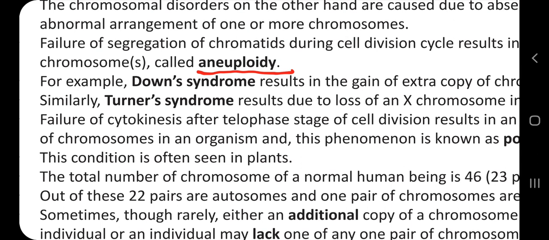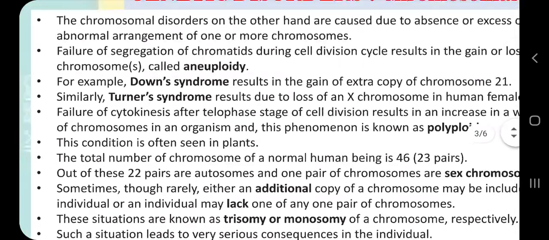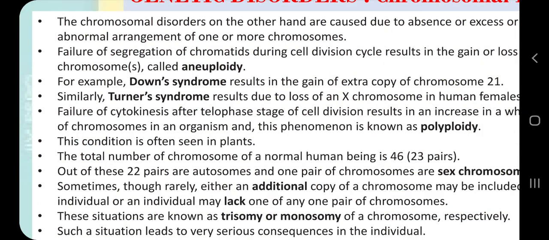Now, this condition of changing the number of chromosomes in any human being is called aneuploidy. And why does aneuploidy happen, and why do these chromosomal disorders happen, why somebody has one more chromosome or one less chromosome or two more chromosomes or two less chromosomes? Because of the process of meiosis.